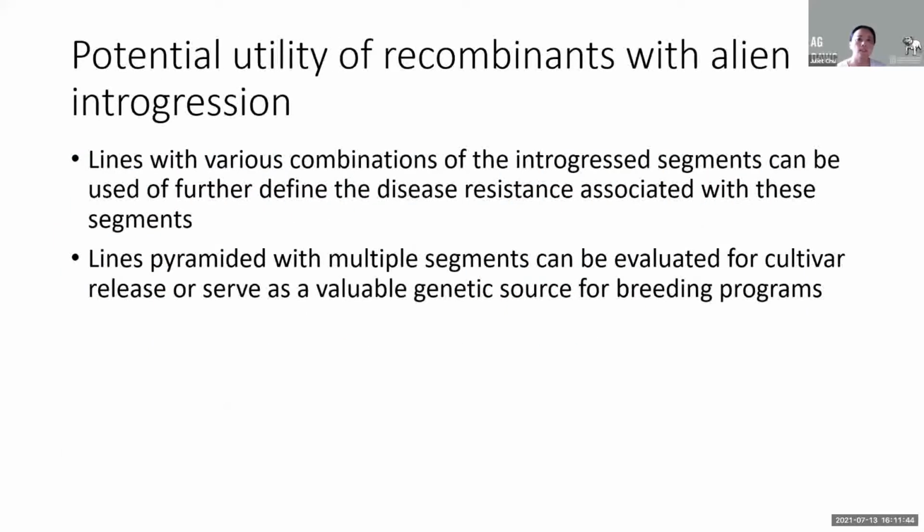The potential utility, as a spin-off from MAGIC, is that from this recombination with allele introgression, lines with various combinations of introgressed segments can be used for further defining the disease resistance associated with these segments. Because this is only the F1 of the four-way, we will advance these materials, and further recombination could happen, which could serve the purpose of defining the specific region for the resistance. Lines pyramided with multiple segments can be evaluated for cultivar release, or they can serve as valuable genetic sources for breeding programs.